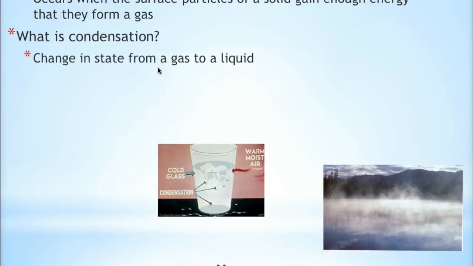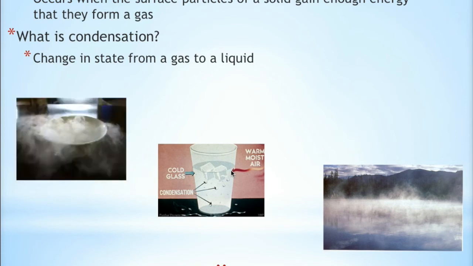Mythbusters. Switching to the next one here, sublimation. That's when the surface particles of a solid gain enough energy that they can form a gas. So we're going straight from solid to a gas. Condensation. We have the cold glass. Condensation is going to form on the outside when that warm, moist air hits that. And that's a change from a gas to a liquid. There you can see another example there. That would be sublimation, where it's going from solid to a gas.